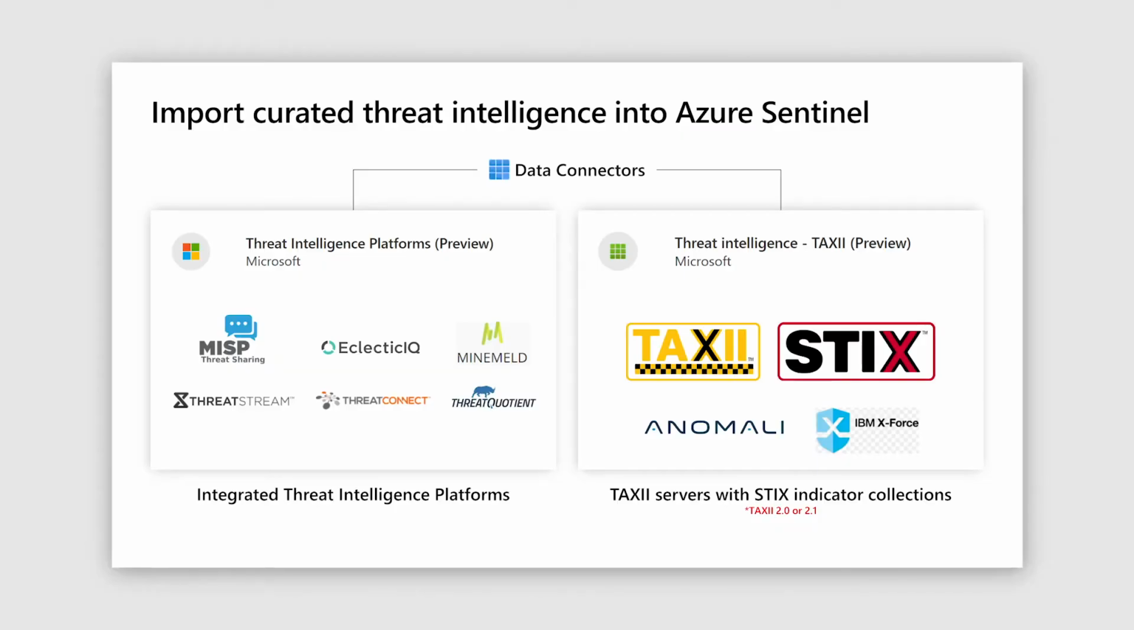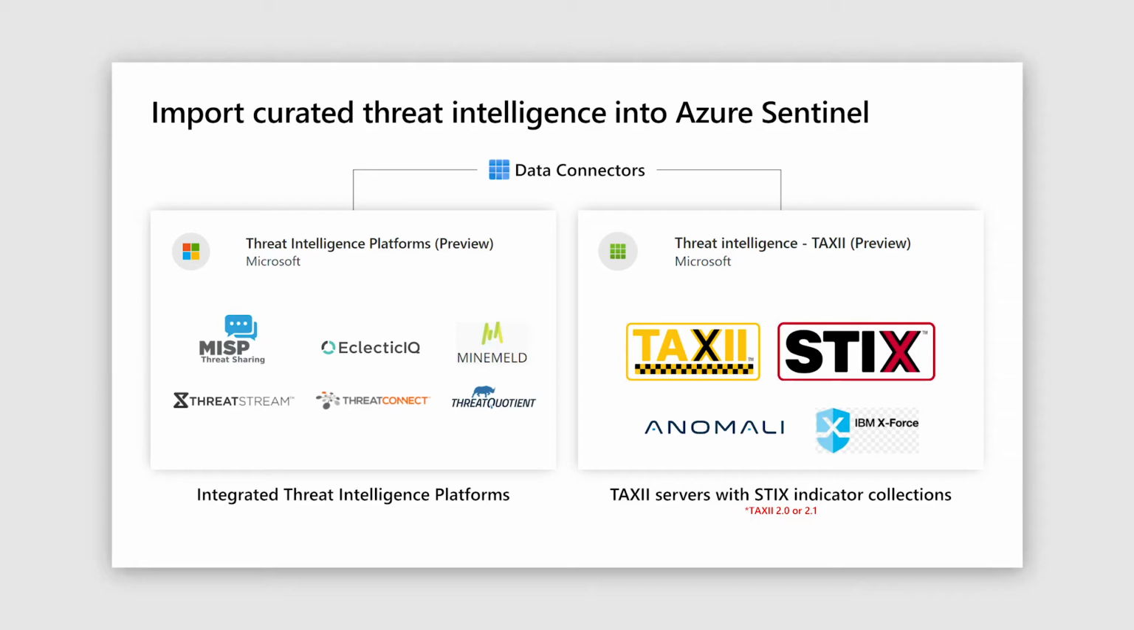Now, the other data connector that we have is called the Threat Intelligence TAXII connector. For those that aren't super familiar with this, STIX and TAXII are pretty much the most ubiquitous open source standard around threat intelligence sharing in the industry. TAXII is the protocol by which the threat intelligence is shared over the wire, and STIX is the format that's used to package it up in JSON. STIX and TAXII is very ubiquitous. It's talked about by almost all threat intelligence providers.